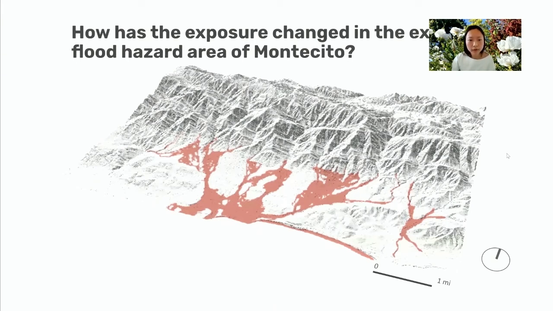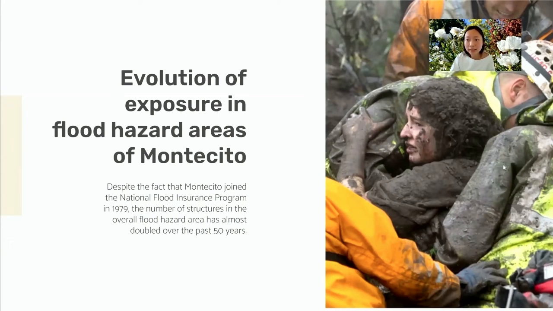And so this shows the aerial perspective of the extended flood hazard area that we compiled. And so now our question is how exposure has changed through time within the extended flood hazard area. And that brings us to the second part of our study, which is understanding the evolution of exposure in flood hazard areas in Montecito. And our key finding here is that even though Montecito joined the National Flood Insurance Program in 1979, the number of structures has continuously increased over the past century, including almost doubling over the past 50 years.